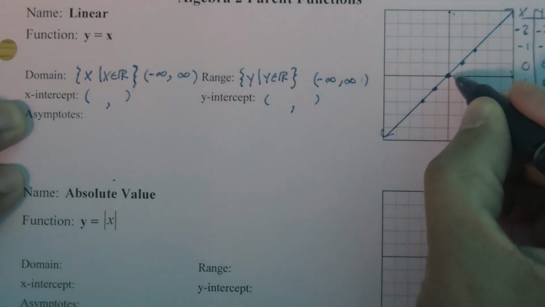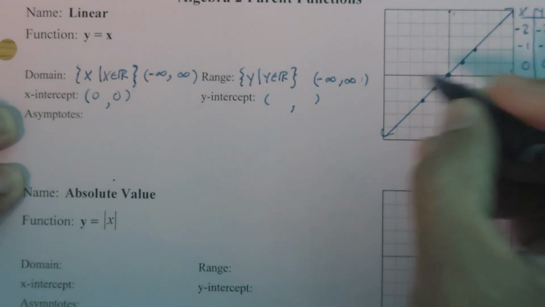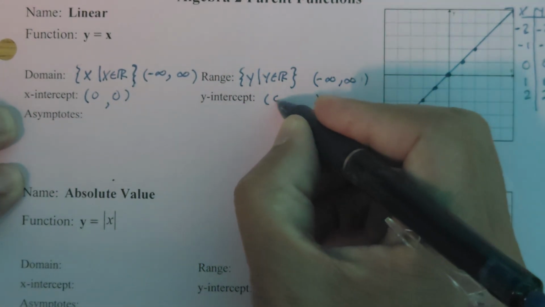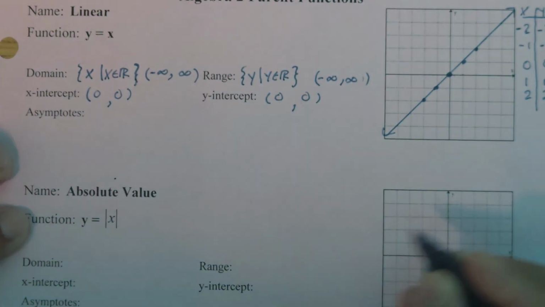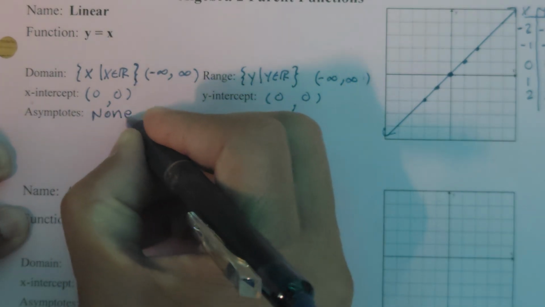X-intercept, all parents pass through the origin, so 0, 0. Y-intercept, same thing, it's the same point. And then asymptotes, linear functions have none, so this does not apply to linear functions.